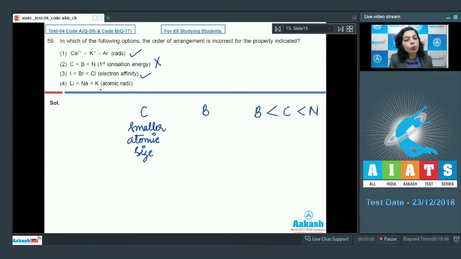Further, lithium, sodium and potassium, all 3 alkali metals are given, and we have to check atomic radii. So if you look at lithium, this is the smallest. We know that because the electronic configuration is 1s2, 2s1. While in case of Na, the electronic configuration becomes 3s1. Finally, for potassium, it becomes 4s1. It means it depends on the number of shell. The number of shells in case of potassium is maximum, while in case of lithium, it is least. So this is also the correct order of atomic radii. Which is incorrect here? Definitely the incorrect one is given in option 2. And this option 2 is the correct answer also.